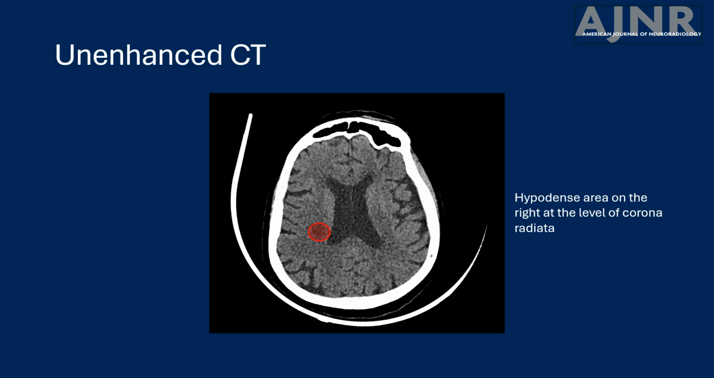So hopefully you were able to identify this hypodense area on the right at the level of the corona radiata. And as a matter of fact, hypoattenuation on CT is highly specific for irreversible ischemic brain damage, especially if detected within the first 6 hours.